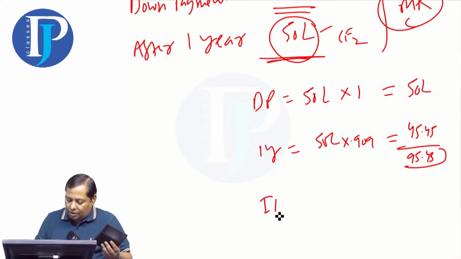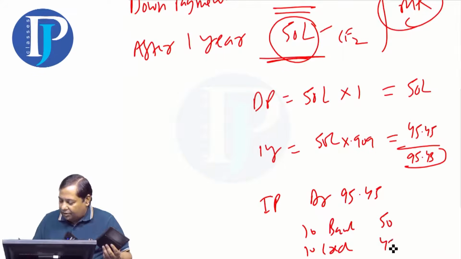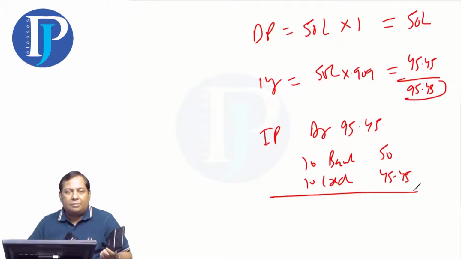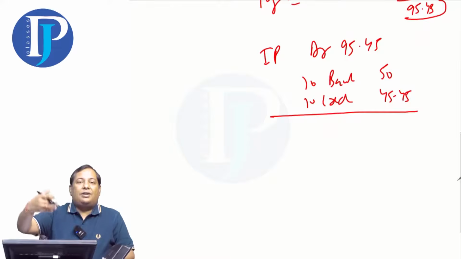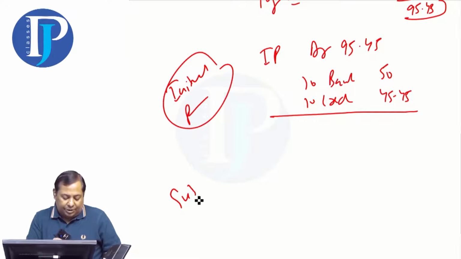So I will pass the entry. This is the investment property account debit to the bank, 50 lakhs, and to creditors, 45.45. The first entry is passed. Now see what happens next year. So after 1 year, this is the initial recognition. So now it will be subsequent recognition.